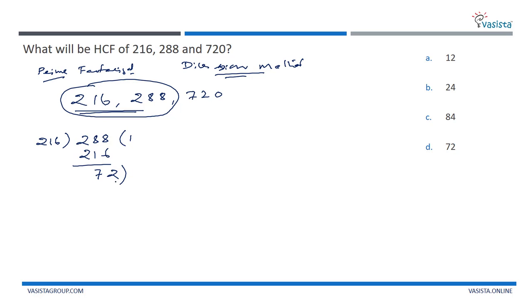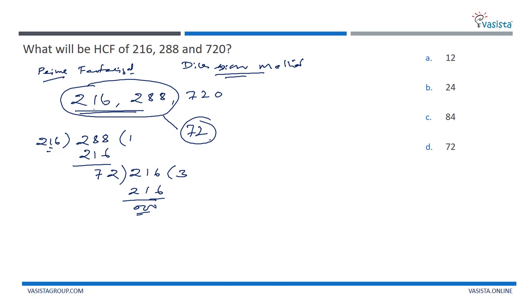Now we are supposed to divide 216 by 72. 72 threes are how much? 72 times 3 is 216, right? Subtracting gives 0. It is completely divided. So the HCF of 216 and 288 is 72.